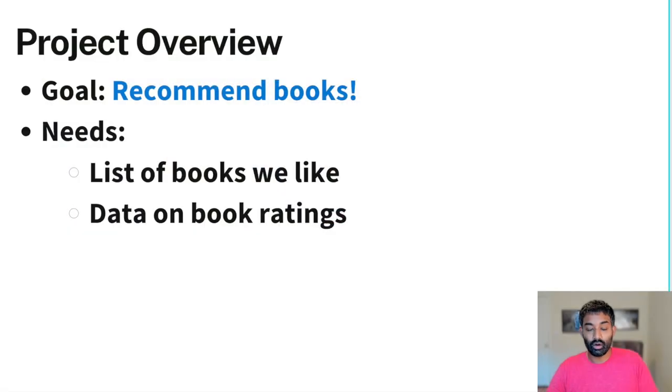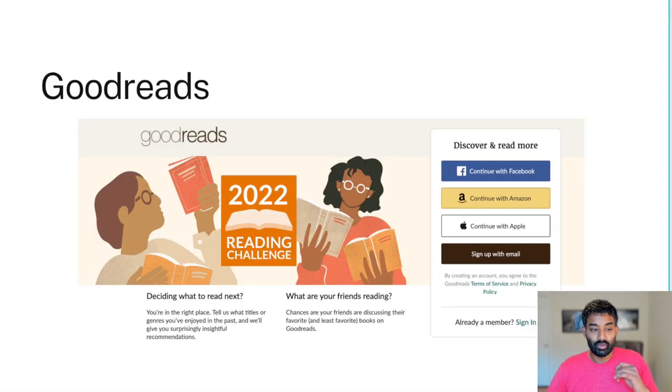So let me go ahead and get started by explaining our goals and the data set a little bit. There's a little bit of a complex data set here, so I just want to take a little bit of time to explain what we'll be doing and how we'll be doing it. So our goal is to recommend books. And to do that, we need a list of books that we like, and we need data on book ratings. And we'll use that book rating data and that list of books we like to figure out other books that we might like. So to do this, we can use data from Goodreads.